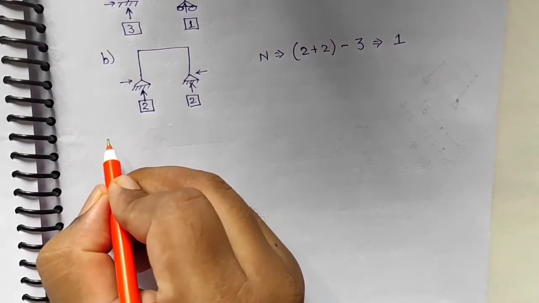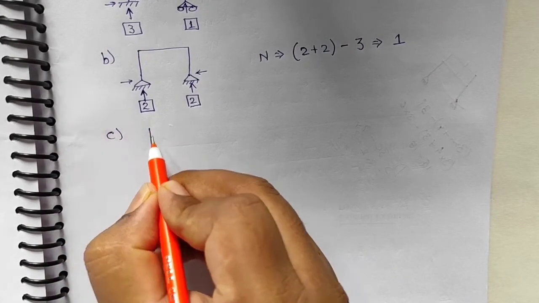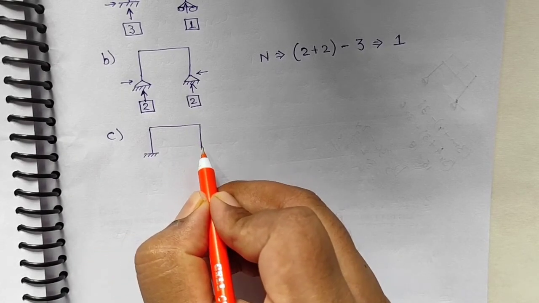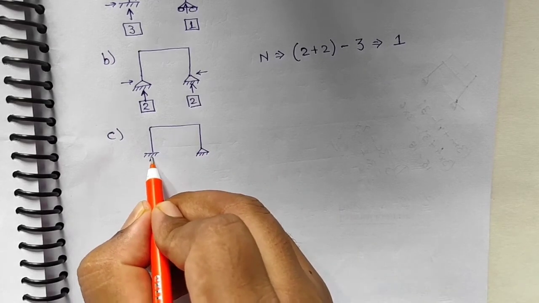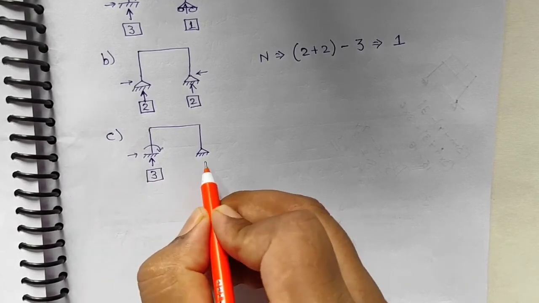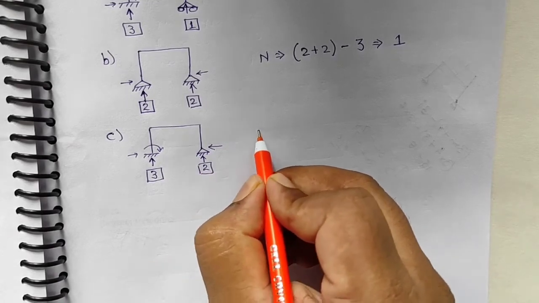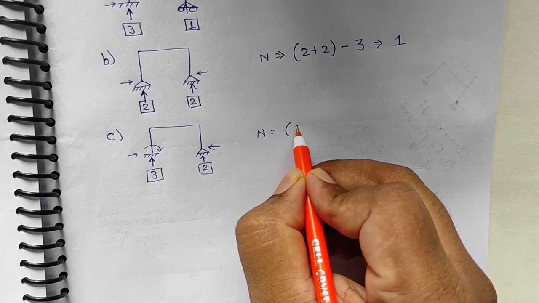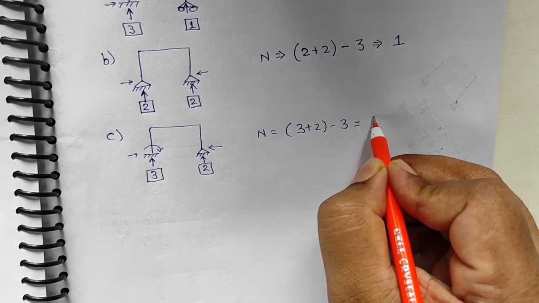Further, if I take some more examples, if both ends are supported with one fixed and the other hinged, then as discussed, I'll have 3 unknown reactions at the fixed end and 2 unknown reactions at the other end. Then my degree of indeterminacy will be 3 plus 2 minus 3, that will be equal to 2.